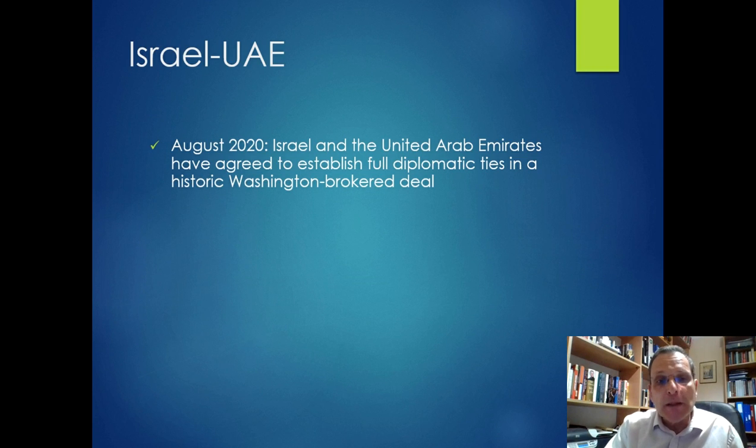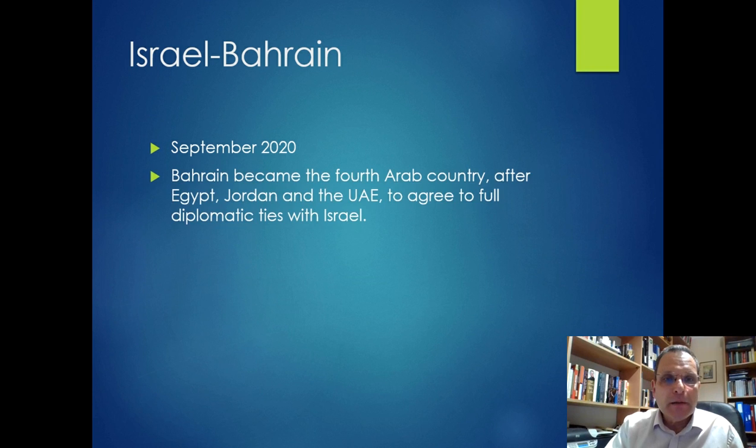And the idea is to install cooperation and to replace confrontation, resolving conflicts through dialogue, mutual respect, and moderation. So the first agreement came in August 2020 when Israel and the United Arab Emirates agreed to establish full diplomatic ties in a historic Washington-brokered deal. And the second Abraham agreement came in September 2020 when Israel signed another normalization or peace agreement with Bahrain.